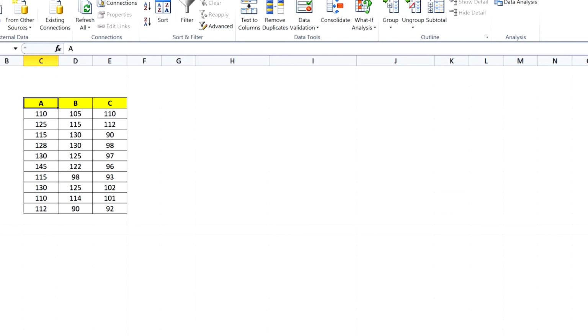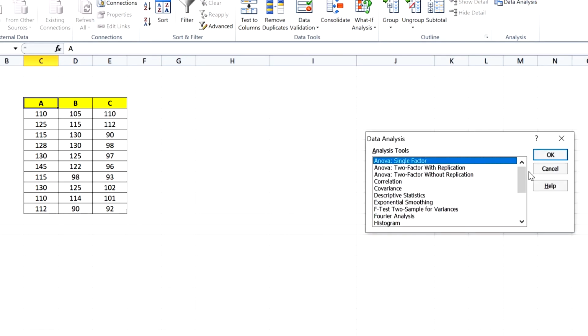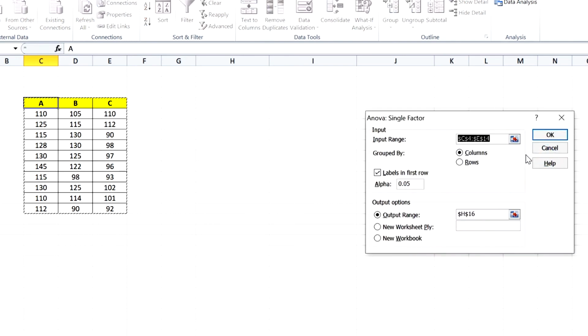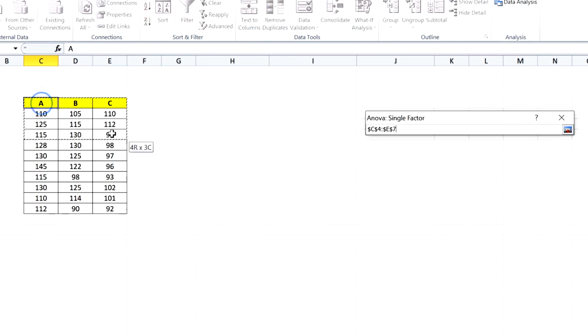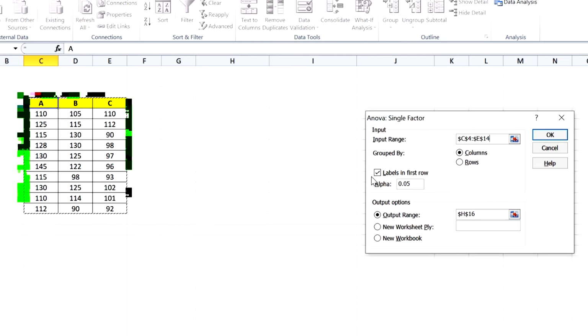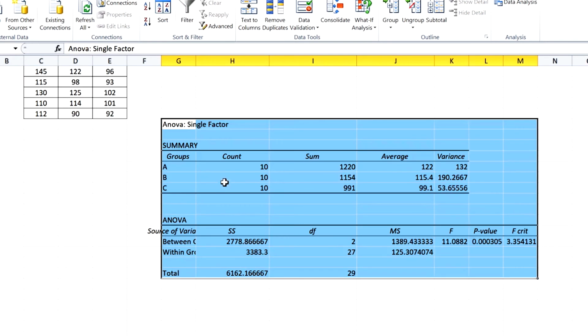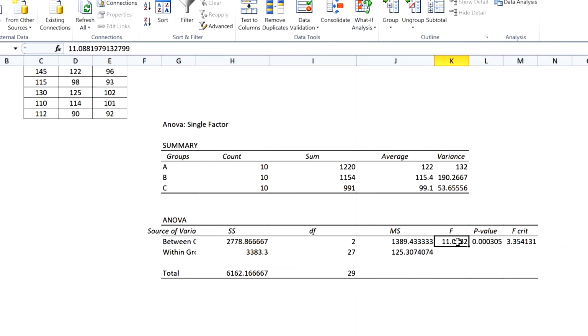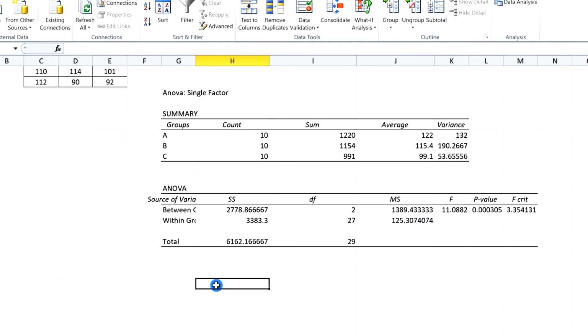In this example, you will calculate from Data Analysis, then ANOVA single factor, okay, input range, this range, labels, alpha error, output range, here, enter, okay. Then you find that F statistical is 11 point something and F critical is 3.35, so F statistical is higher than F critical and p-value is less than 0.05, so you will run another post hoc test, which is, for example, least significant difference.